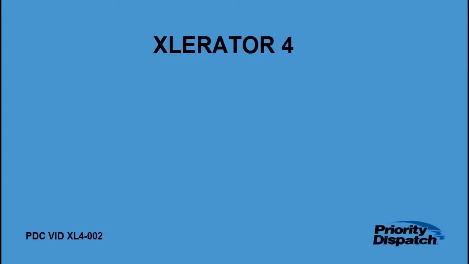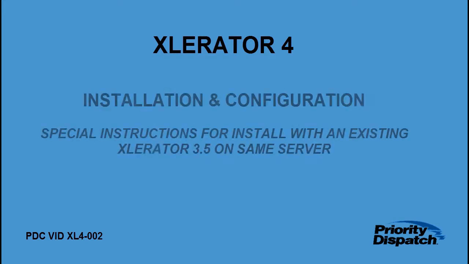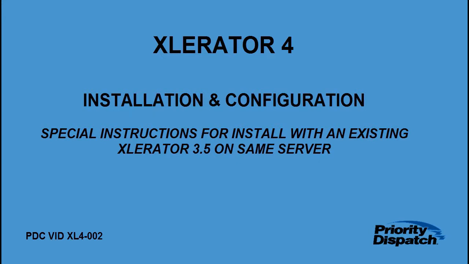This is the second video in our XLerator 4 series from the Priority Dispatch software support team. It addresses the installation and configuration of XLerator 4 with special instructions if installing on a server where XLerator 3 is already present.